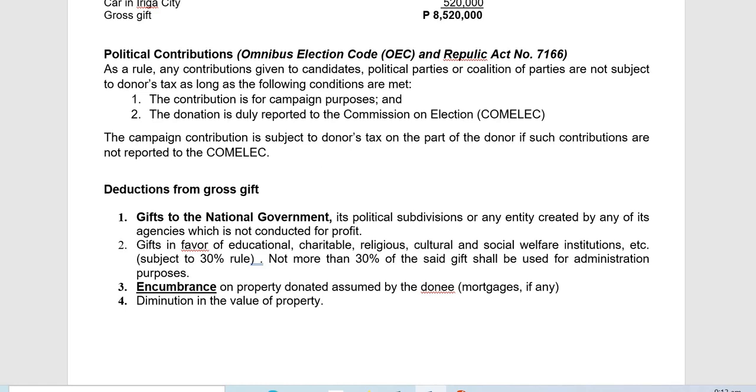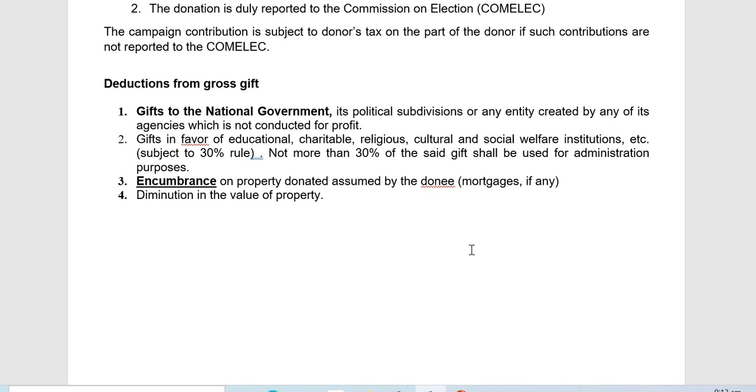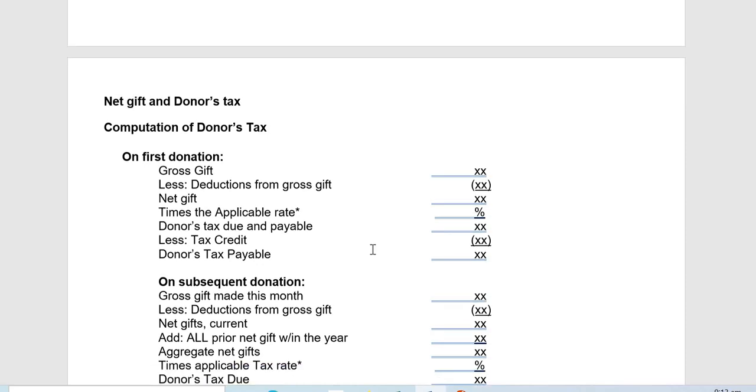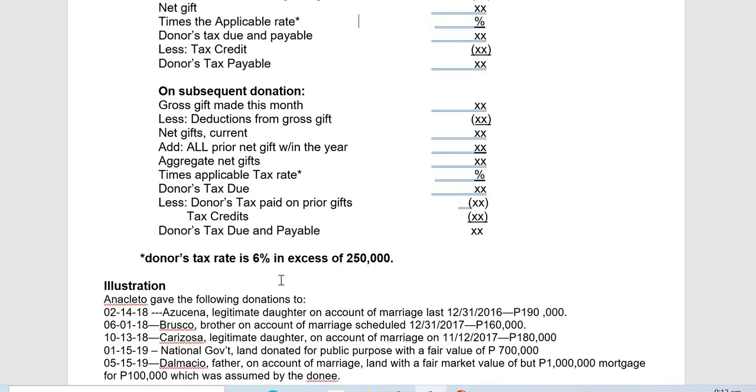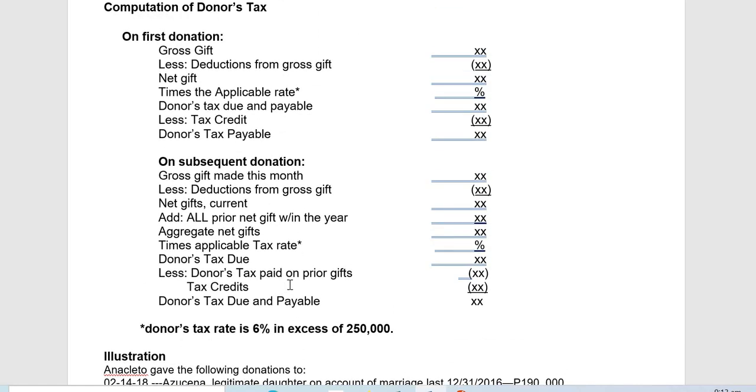Okay? So the deductions from gross gift are only these: gifts to the national government, gifts to NGOs, non-government organizations, encumbrance, and diminution in the value of the property. So, gross gift less deductions from gross gift is the net gift. You just multiply the applicable rate. The rate is 6% in excess of 250,000. So, if the donation is less than 250,000, it is exempt. It is not subject to donor's tax. Okay? So only donations of more than 250,000 are subject to donor's tax.